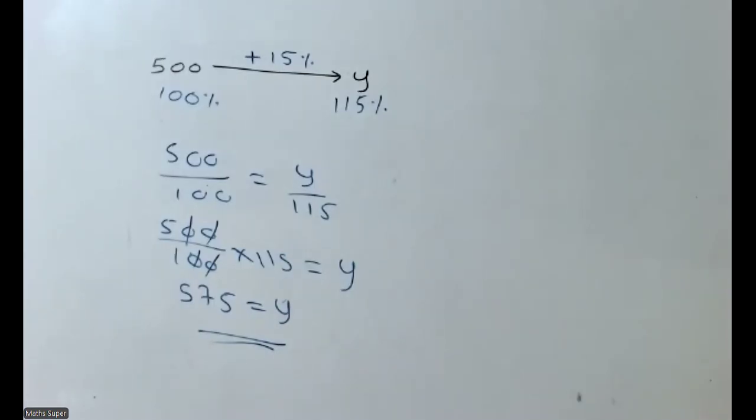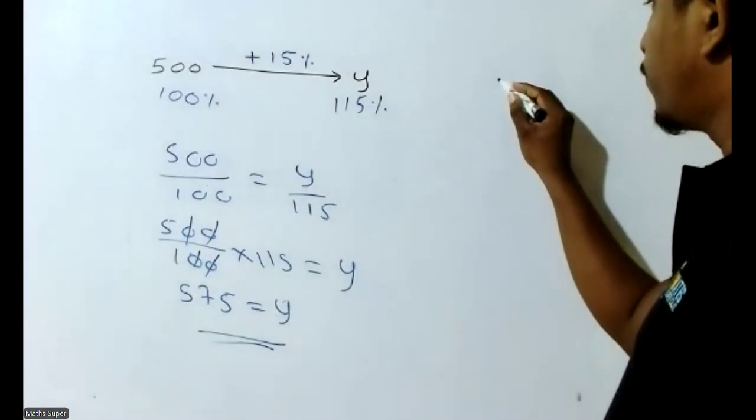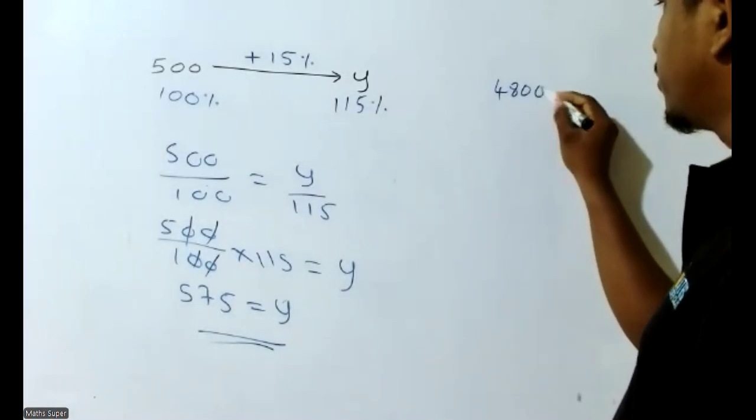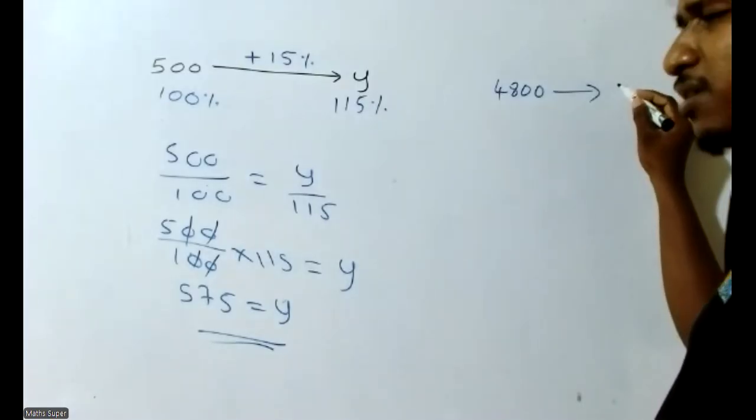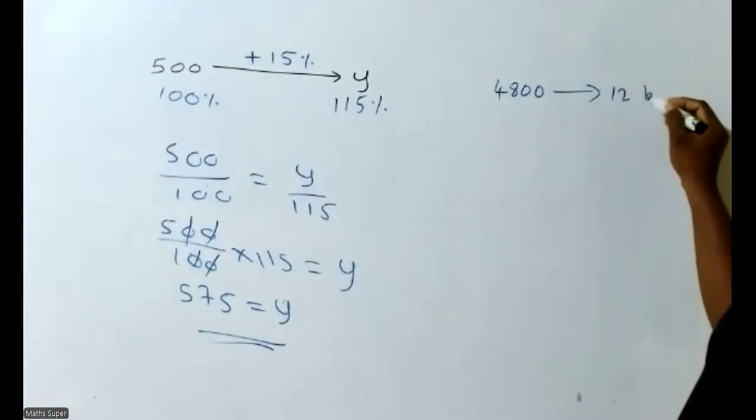Is it okay? Yes, we have to manage this, and I have to teach you that foreign currency. That's right. Earlier model question. Okay, for you. Here, earlier model question: 4,800. You can buy how many bottles? 12. Yeah, 12 bottles.